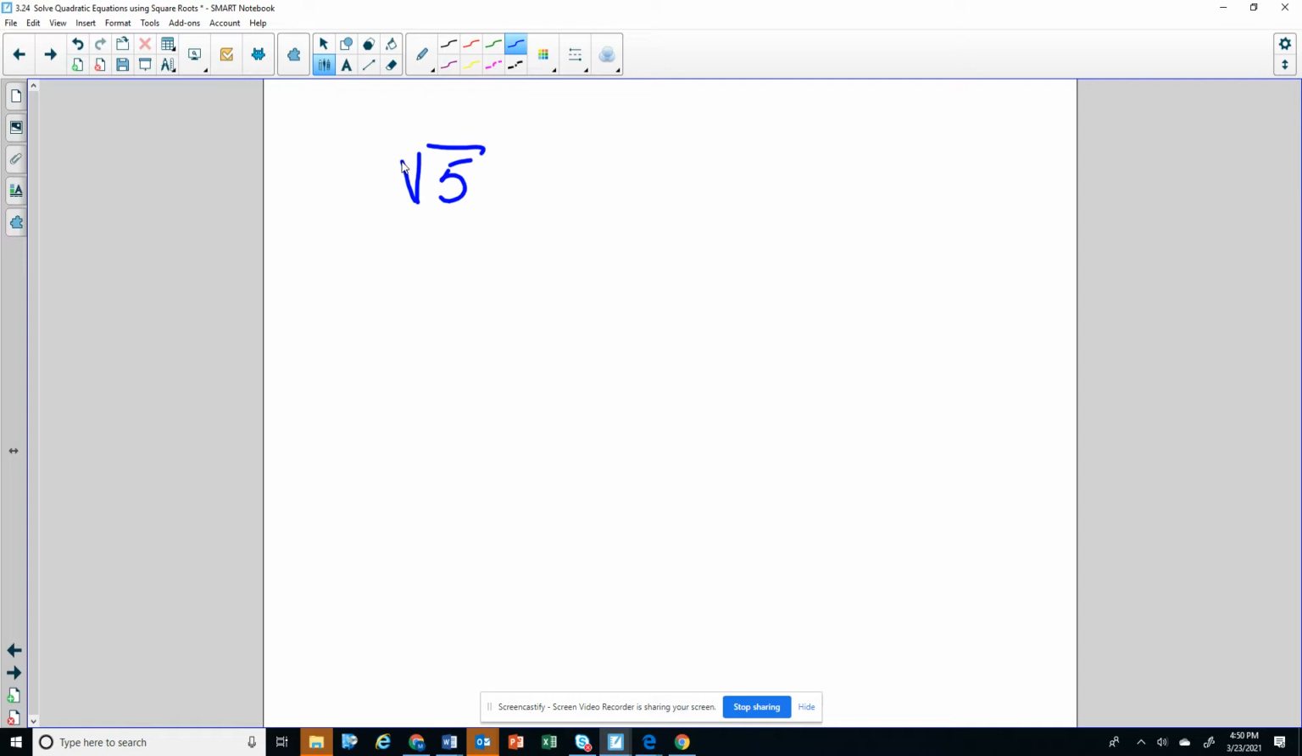So we know that I'm going to get two answers. I'm going to get a positive square root of 5, whatever that number is, 2 point something, and also a negative square root of 5. But I can abbreviate my answer: I can write plus or minus the square root of 5. It's going to give me two answers, a positive and a negative square root of 5.